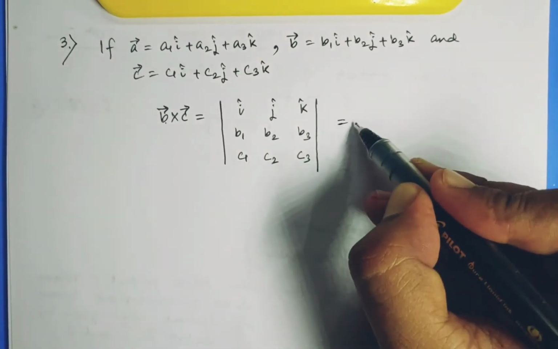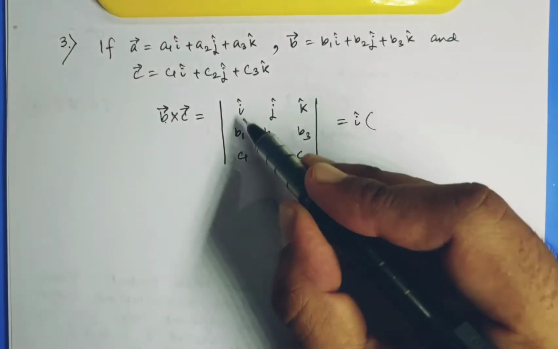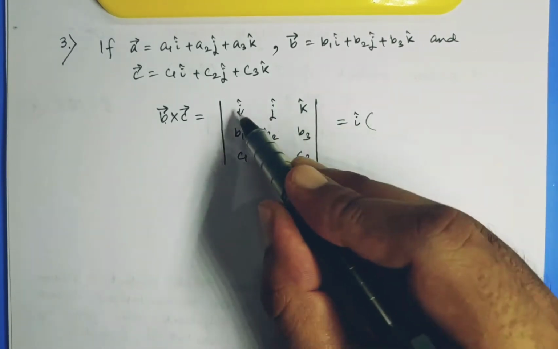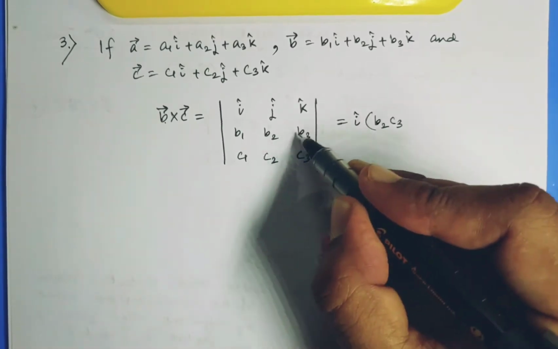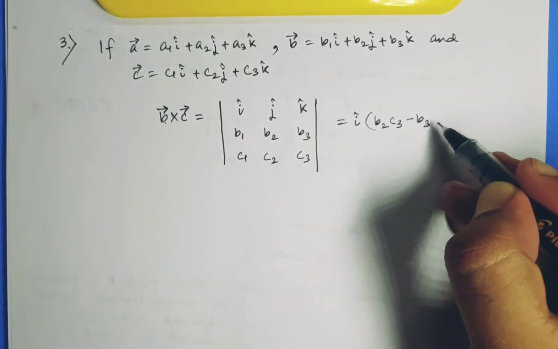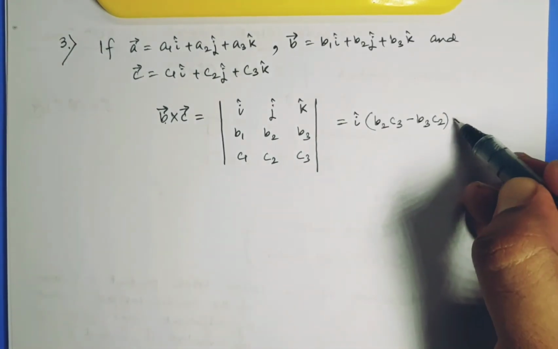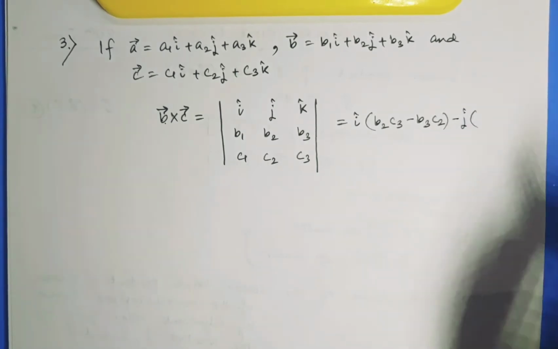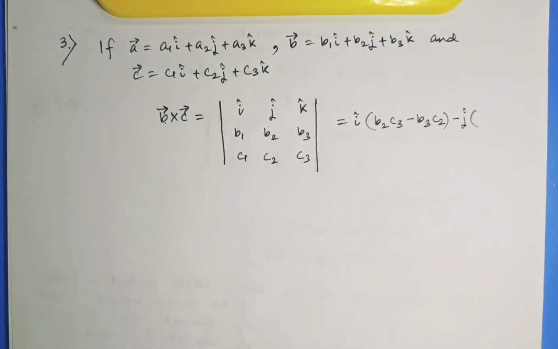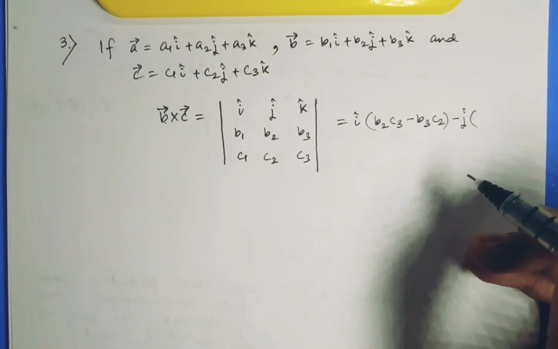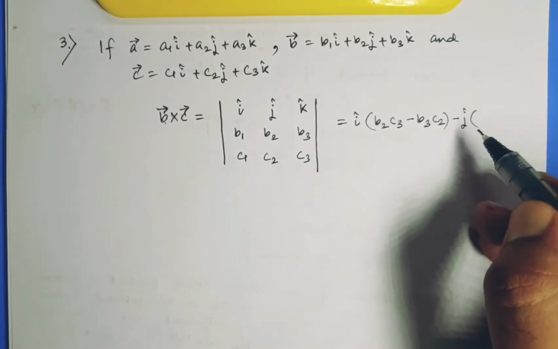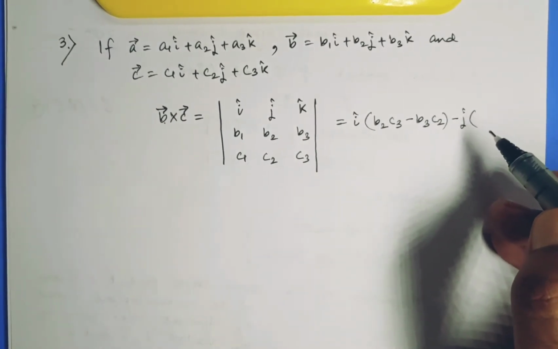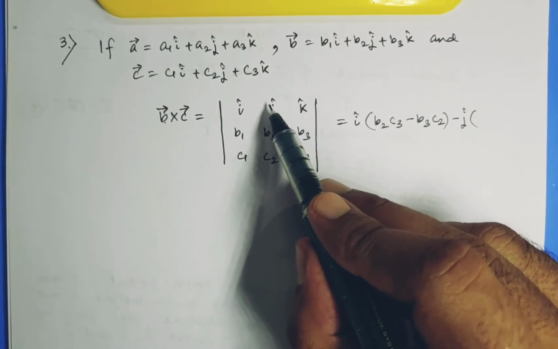So if I expand, we have i cap, and for i, this side goes away, so B2 C3 minus B3 C2, clear? Minus j cap. Okay, you see all the lessons of your previous chapters are needed in this. Maths is such a subject you have to keep on practicing every single day. You cannot leave any chapter. You have to do every single one of them.